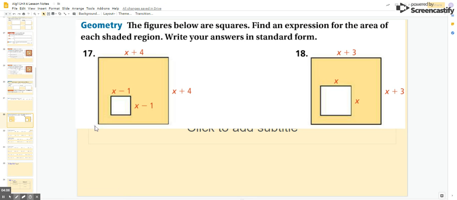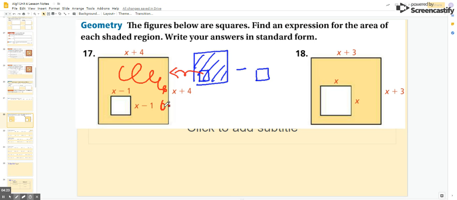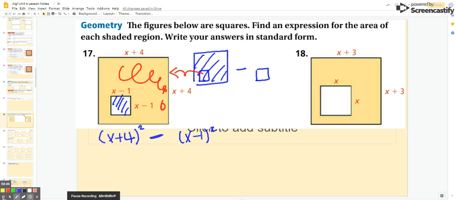So for each shaded region, we're going to find the area. The strategy is the entire area, and you're going to subtract the little area, then you will find the area of the rest of the region. All right, so the area of the bigger square is x plus 4 times x plus 4, so I'm going to just put squared, minus, you have to subtract this. What's the area of this white part? It's x minus 1 squared, because x minus 1 times x minus 1.